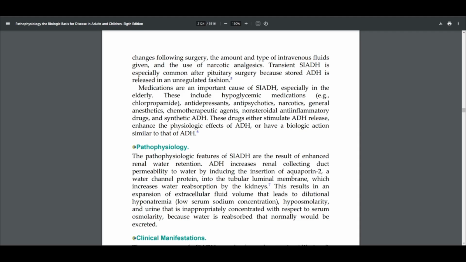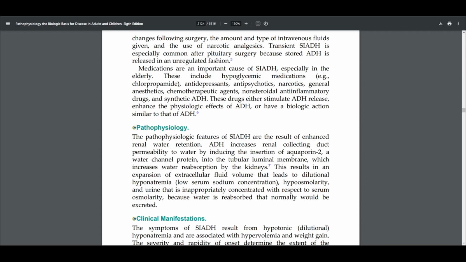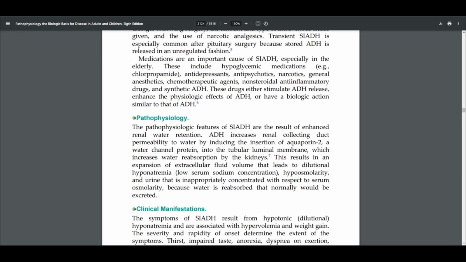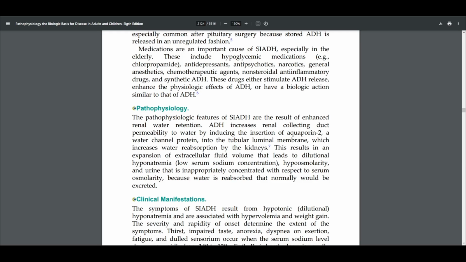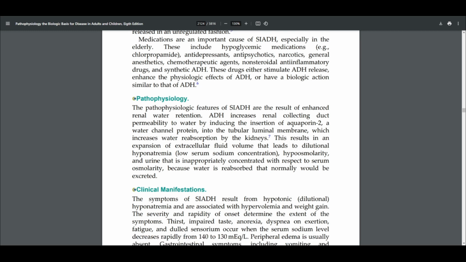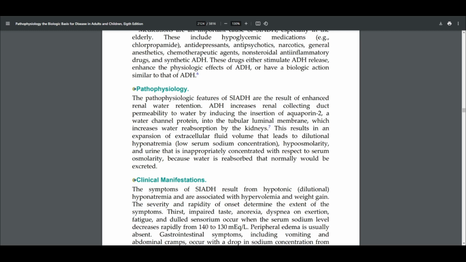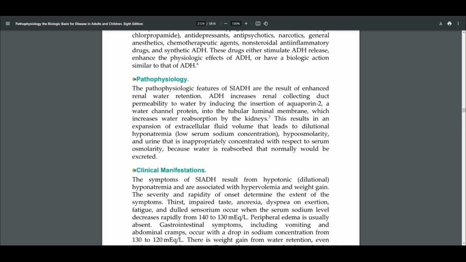Medications are an important cause of SIADH, especially in the elderly. These include hypoglycemic medications, antidepressants, antipsychotics, narcotics, general anesthetics, chemotherapeutics, nonsteroidal anti-inflammatory drugs, and synthetic ADH. These drugs either stimulate ADH release, enhance the physiologic effects of ADH, or have a biologic action similar to that of ADH. Again, ADH, antidiuretic hormone.